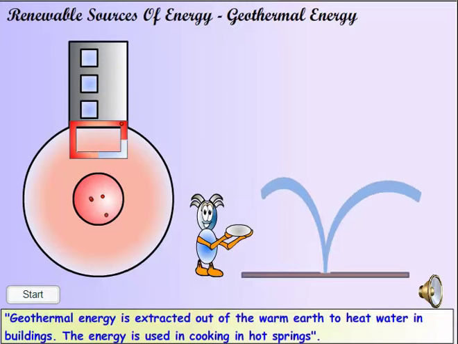Geothermal energy uses the heat of the earth to warm buildings on cold days. Hot water runs through piping around the building, keeping it warm. The heat of the earth can also be used for cooking and bathing in hot springs.